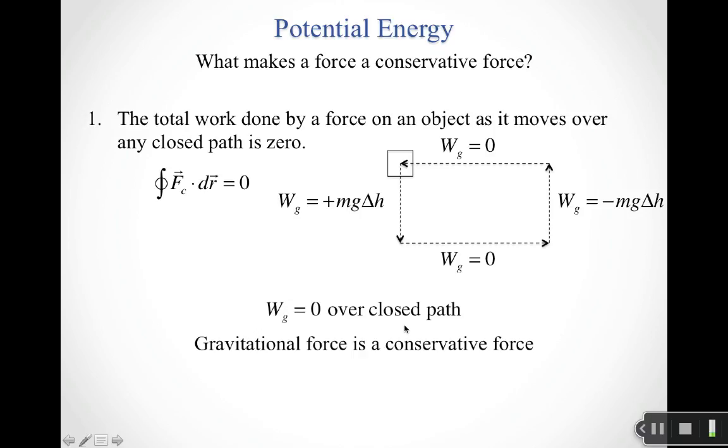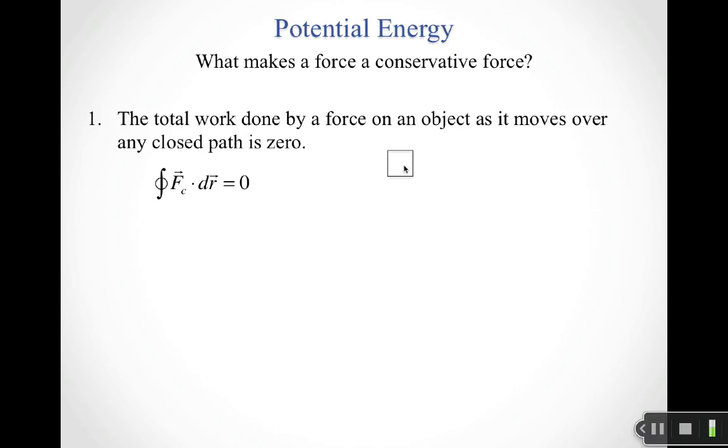So since the work done by gravity over that closed path is equal to 0, the gravitational force must be a conservative force. There's nothing special about the path I happened to choose here. We could have gone straight down and straight back up, or up first and then down, or moved in funky ways. It doesn't really matter. The important thing is that the work done by gravity will be 0 over any closed path. So that's one way we can think about what a conservative force is: the work done as you start from some point, move wherever you want to, and finish where you started.